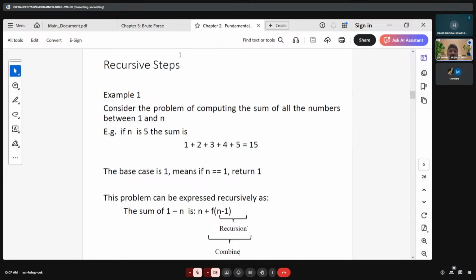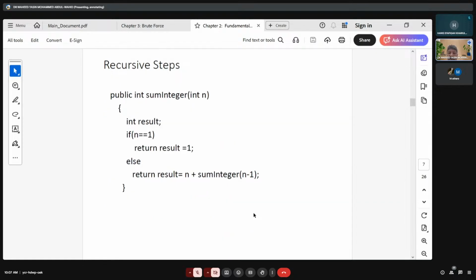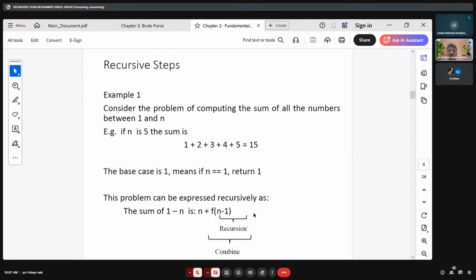Recursive steps. Step one, consider the problem of computing the sum of all numbers between 1 and n. If n is 5, the sum is 15. The base case is 1, meaning if n equals 1, return 1. This problem can be expressed recursively as the sum of n is n plus the sum of n minus 1. Recursion combined. Okay? We had an example for factorial, here for summation.